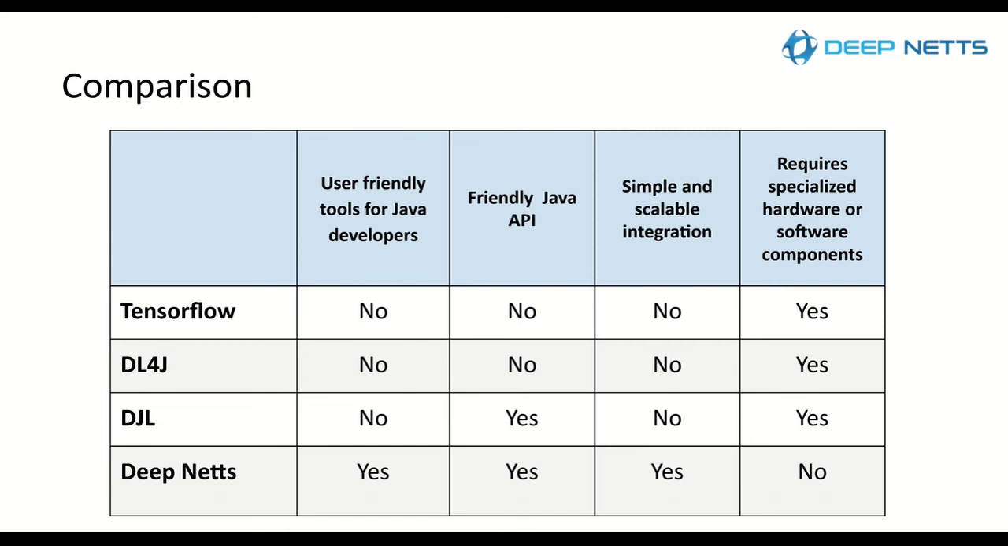Also, Deep Learning for J has many options, but it is very complex for beginners. And DJL is an interesting option because it basically wraps other frameworks and provides a Java API, but it also has native dependencies, and it can be difficult to run on smaller devices, and to integrate on a number of different devices.